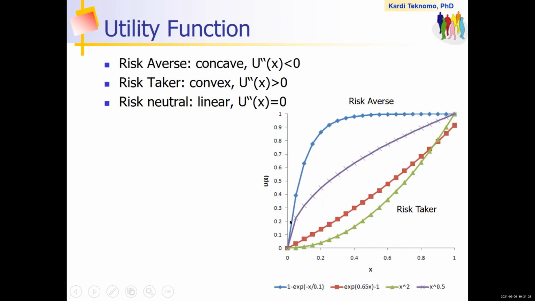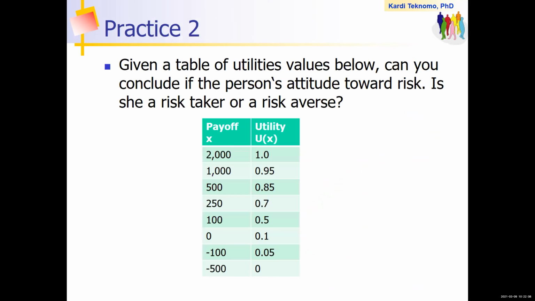Now, from the chart alone, how do I know if I'm a risk taker or risk averse? Based on the chart of utility theory, you take the second derivative. If the second derivative is negative, you are risk averse. If the second derivative is positive, then you are a risk taker. And if your second derivative is 0, then you are risk neutral. Until here is clear, right?